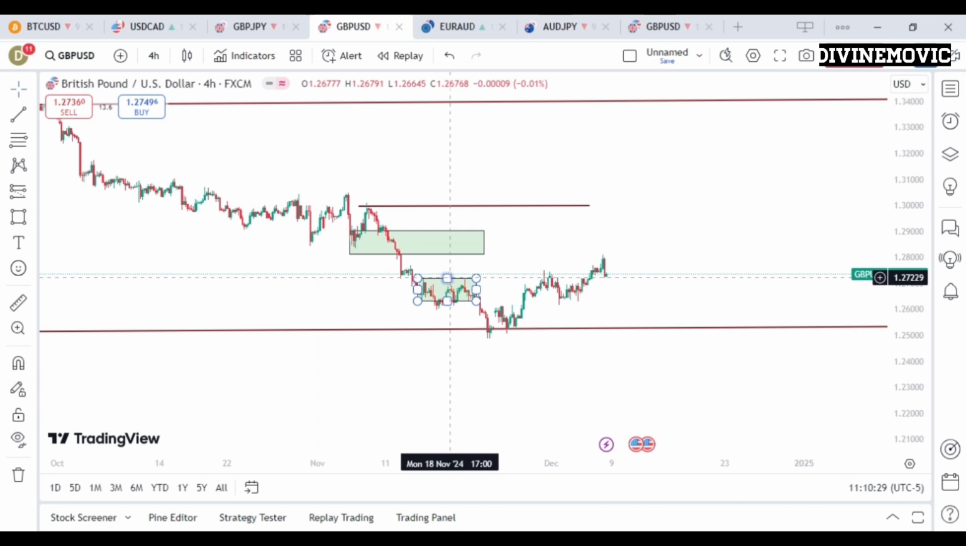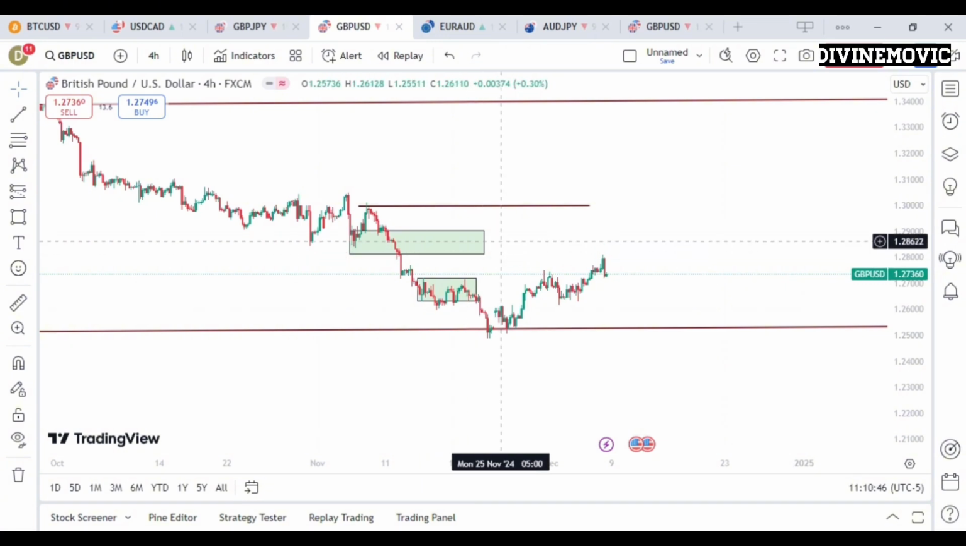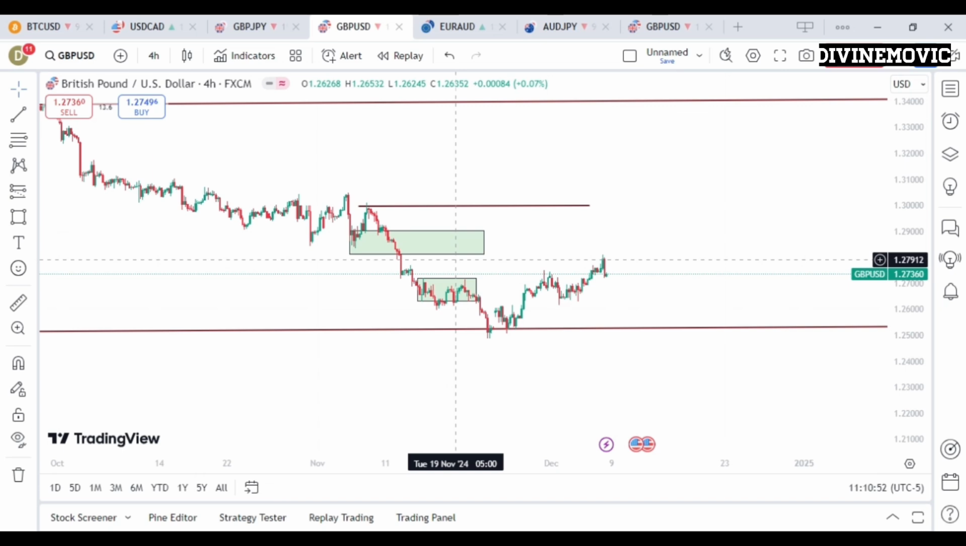Now, having identified supply zones, we want to simply go to the 1 hour time frame and refine this zone to become a point of interest. Remember, at every time frame, we have what we are looking for. On the 1 hour time frame, our interest now is to simply refine this supply zone to become a point of interest, and again identify liquidity.